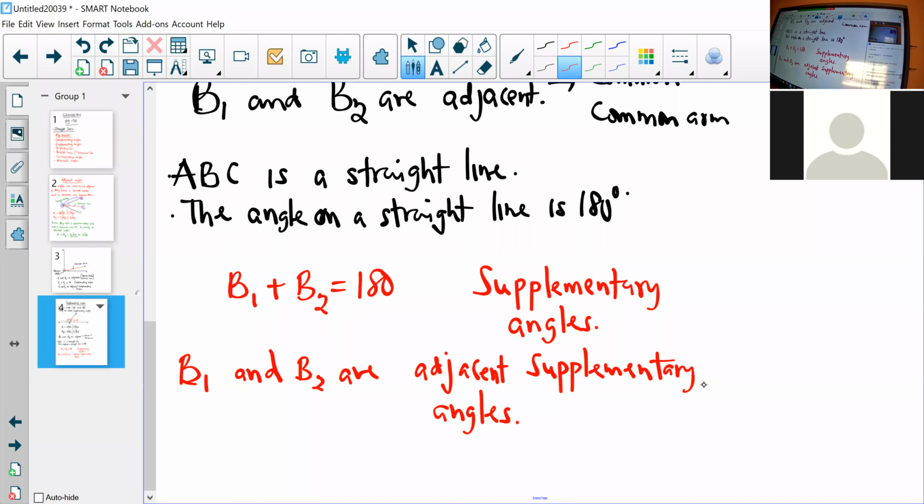All right. Are you okay with what we did today? Introducing us to three things: adjacent angles, complementary angles, and supplementary angles.